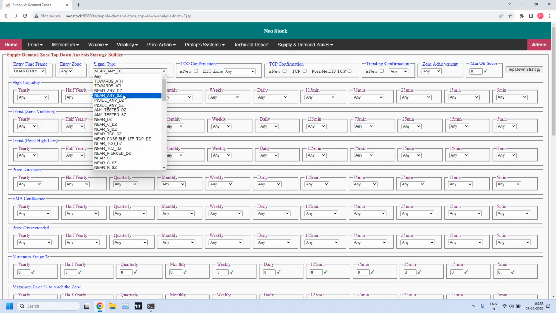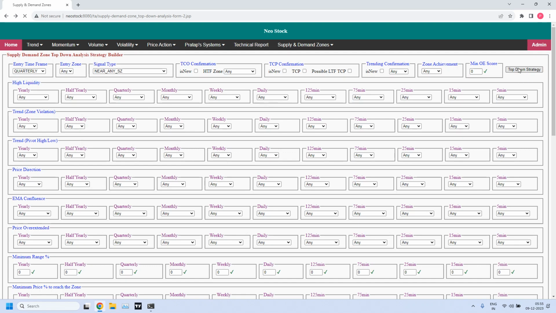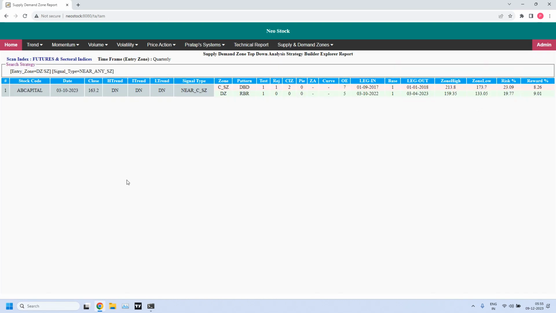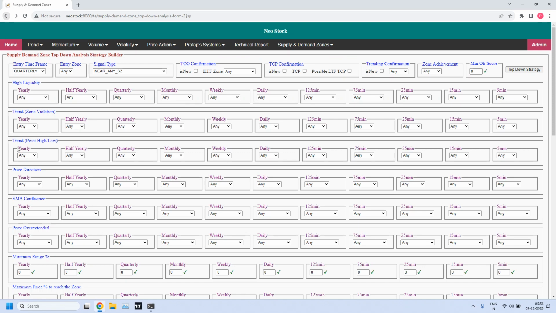Let's go back. Entry time frame is quarterly. Let us find the stocks near quarterly supply zone. So one stock is filtered, which is near quarterly supply zone. It is a high liquidity zone. Especially the C_DZ and C_SZ are powerful zones on quarterly time frame and the monthly time frame, sometimes to some extent at weekly also. You can seriously focus on this if you are looking for any long-term short opportunities.